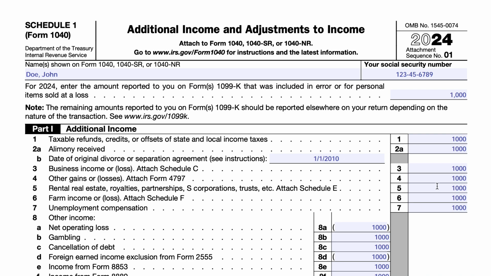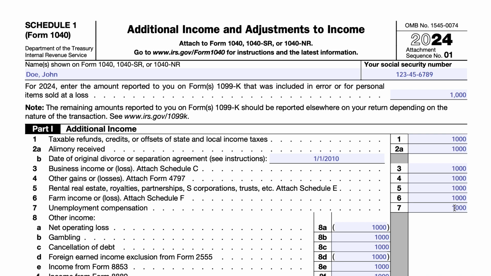Line 3, business income or loss from a sole proprietorship. So Schedule C is the proper schedule. That literally is the profit or loss statement for a sole proprietorship. Other losses or gains. So if you sold or exchanged assets that you used in a trade or a business, then you would complete IRS Form 4797 and then report that dollar amount here.